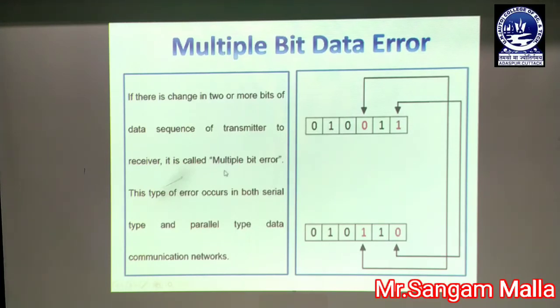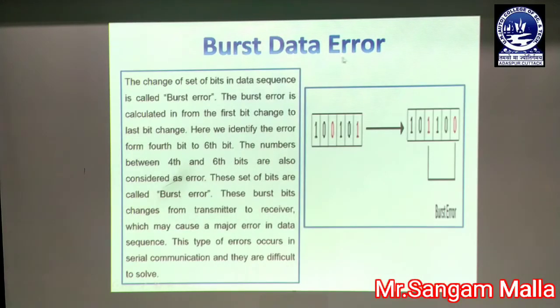So there is a big difference between single bit error and multiple bit data error. In single bit data error we are more concerned with parallel type data communication, because single bit error mostly arises in the parallel type data communication network. But in case of multiple bit data error, the error occurs both in serial type as well as parallel type data communication networks. So this is the definition and example of multiple bit data error. Now we will be moving to the next category, that is burst data error.